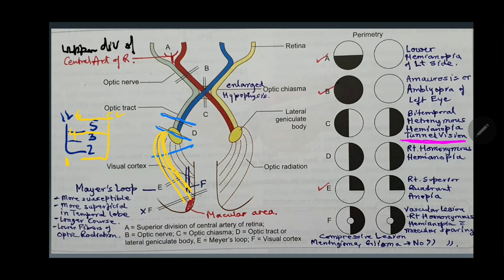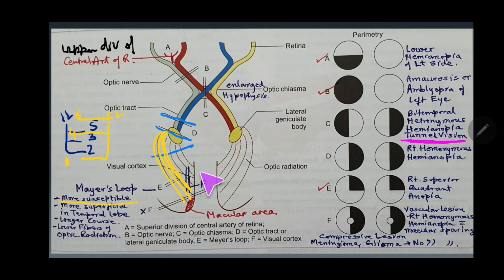So these fibers representing the lower half of the retina help you see the upper half of the visual field. Got it? So remember that this portion, Meyer's loop, is more susceptible to injury. The reason is it's more superficially placed in the temporal lobe. So any injury on the lateral side of the skull, or any lesion on the temporal lobe, can easily injure these fibers.